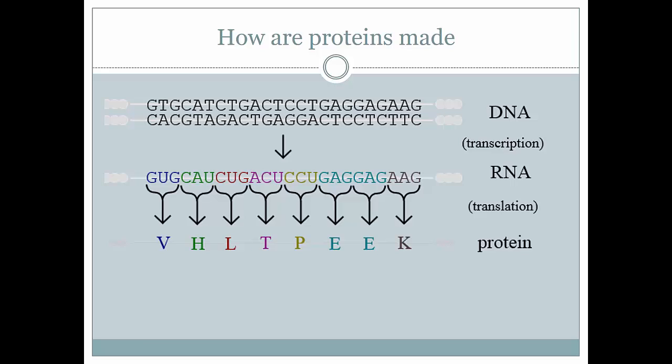And then once we have a transcription of the gene, that encodes the protein. Every block of 3 represents a unique amino acid. And then the sequence of amino acids is the protein.